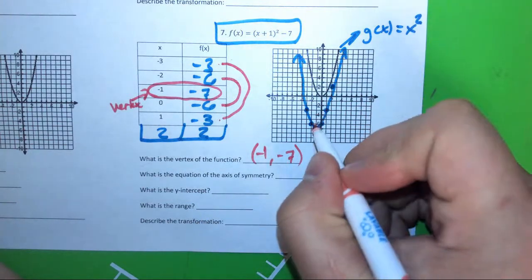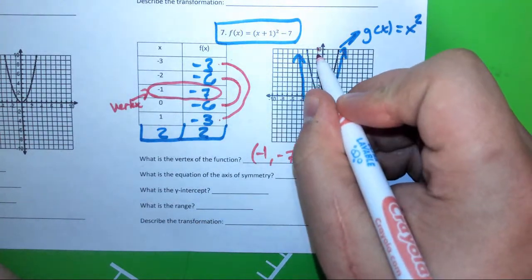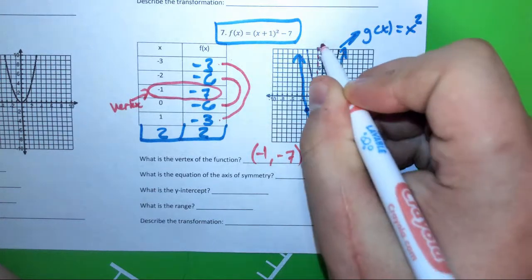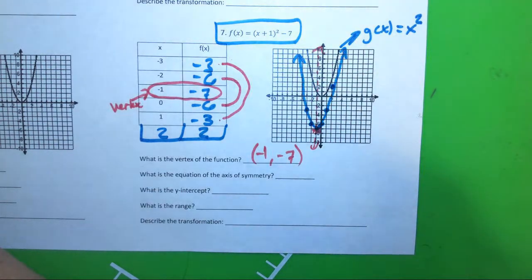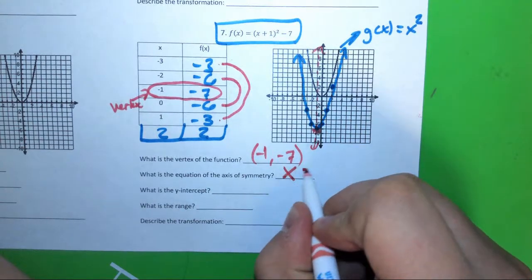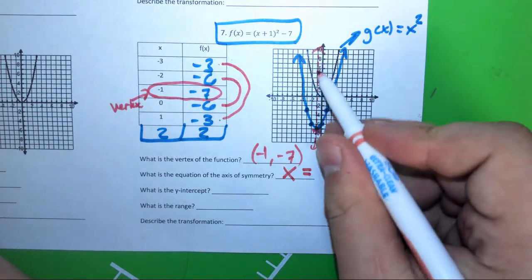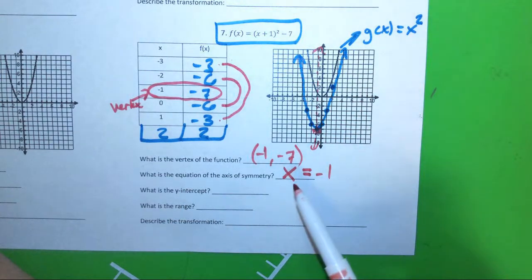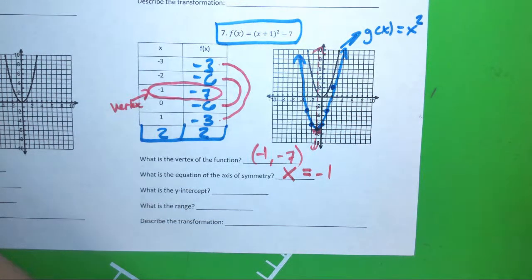Now, this mirror goes right through our vertex. And that's what we call the axis of symmetry. It's a vertical line, so it's x equals. And then that x value of that line is -1. So that's how we come up with the axis of symmetry. Now, how do we put it to good use?